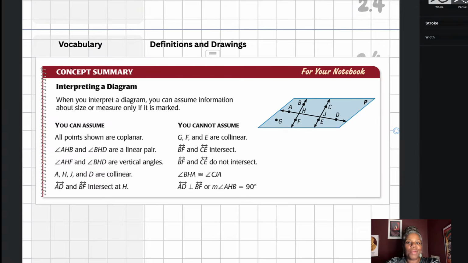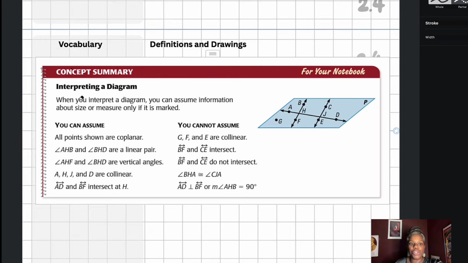Okay, we're going to take a little bit of a break from writing, but we're going to talk and I need you to listen. I need you to be following with me. So you'll get this diagram in class and you'll be able to add it to your notes. After you add this to your notes, I want you to listen to what we're talking about right now.